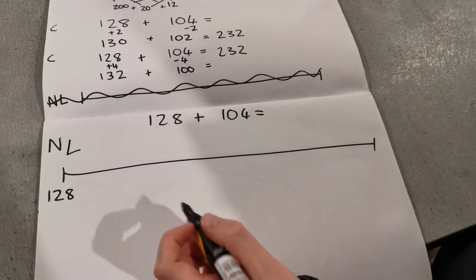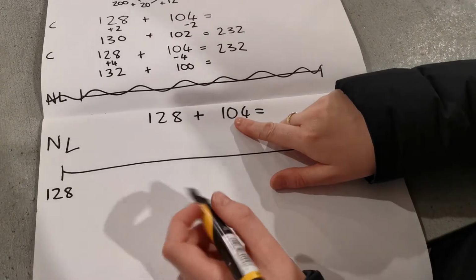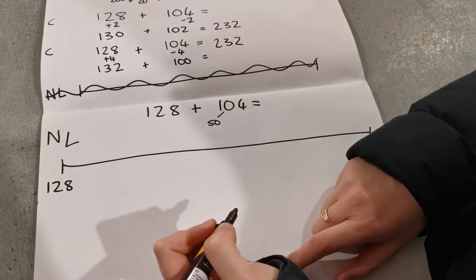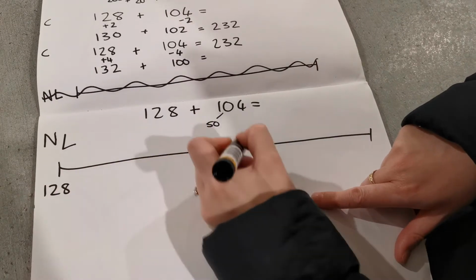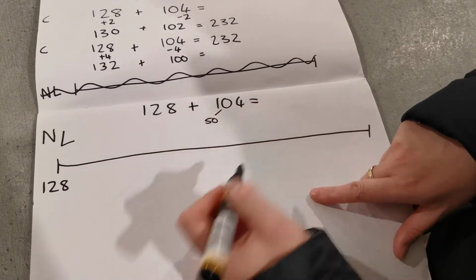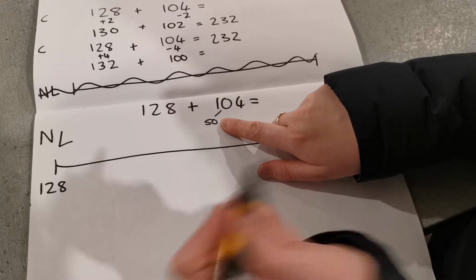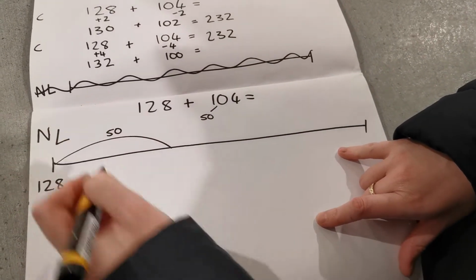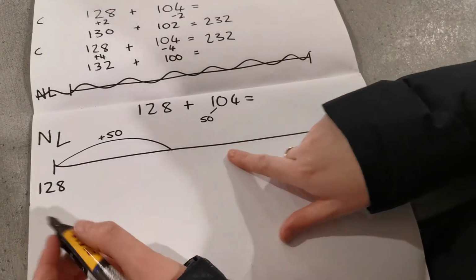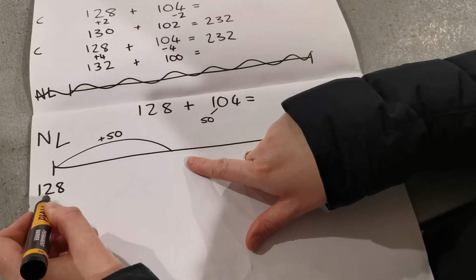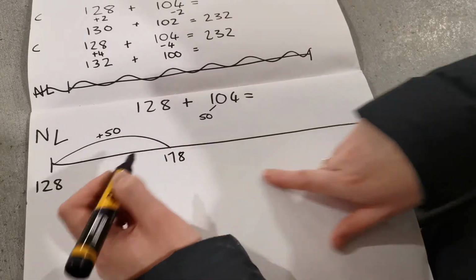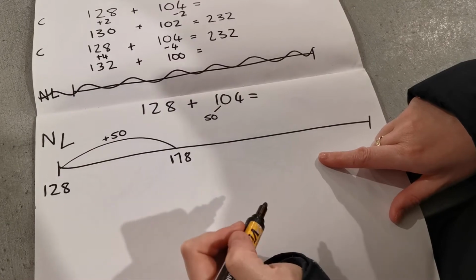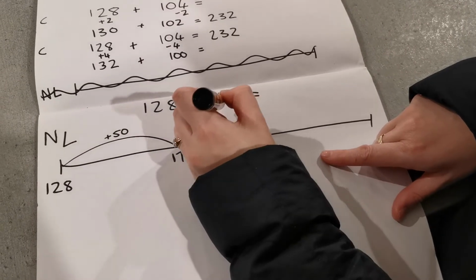So I'm just going to jump. I think I'm going to break up this one. I'm going to start by jumping 50. It's going to take me 10 jumps to jump all the way up if I'm adding 100, so I'm going to try and jump in slightly less jumps. So I'm going to go 128 and I'm going to jump 50. Okay, so now we're just changing that tens number in the tens column. So I'm at 178. And then I'm just going to jump 20.